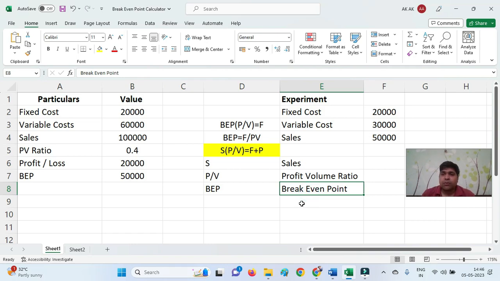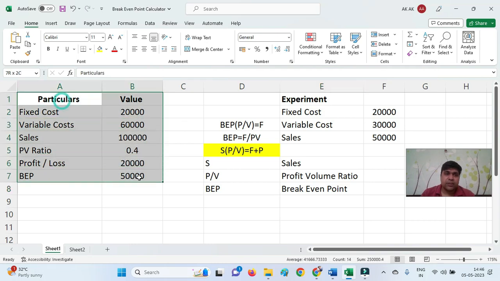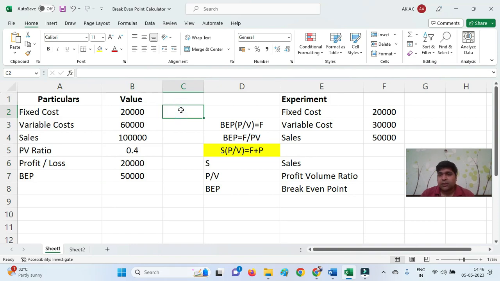Now you see that whatever data you have, it is very easy to calculate the break-even point. Let us say I have this data, and I have applied some formulas also. I will tell you each and everything in detail. Suppose you have a fixed cost of 20,000, a variable cost of 60,000, and sales of 1 lakh.